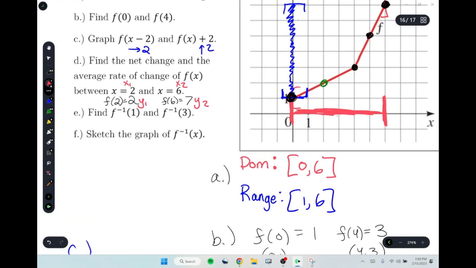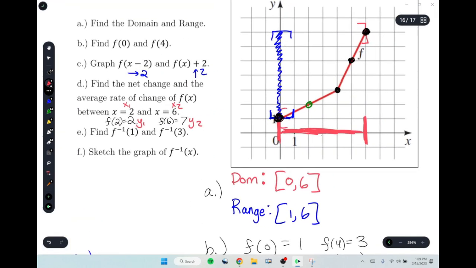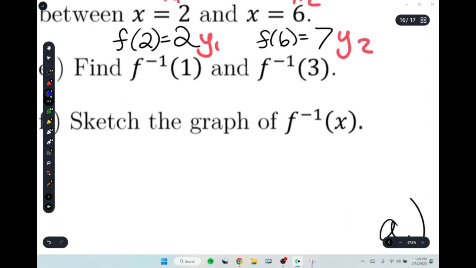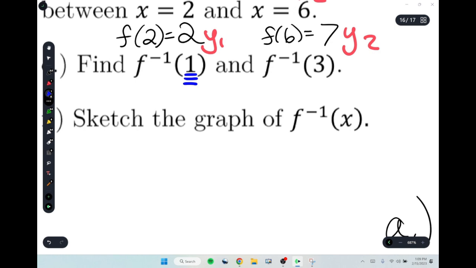Find the inverse of 1. Now, this one might be a little sneakier. Find the inverse of 1. What does inverse mean? If inverse means the opposite, what's usually inside of here? We're asking ourselves, what is usually inside the parentheses? X is usually inside the parentheses, right? So what is that 1 then?